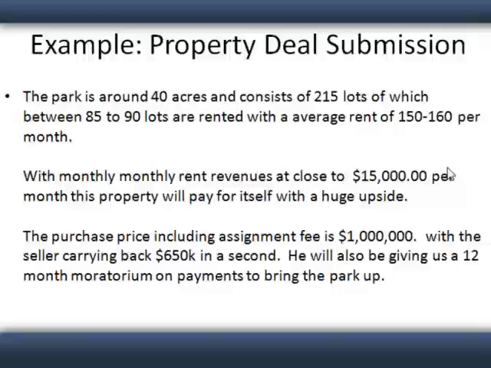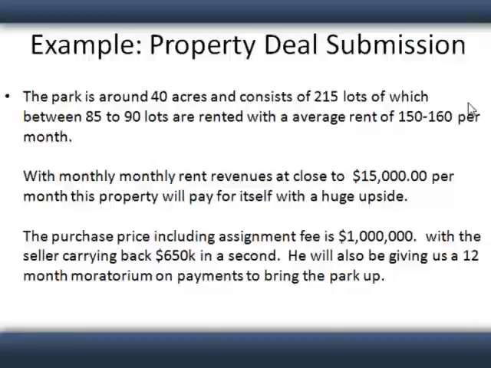With monthly rent revenues at close to $15,000 per month, this property will pay for itself with a huge upside, because as you can see, this is less than 50% occupied. So even at that 45 to 50% occupancy, it's bringing in $15,000 a month. This is adding to his benefit. It's adding to the story of what we're telling him as to why this makes sense, as to why he's going to get his payments, as to how he's going to get paid.